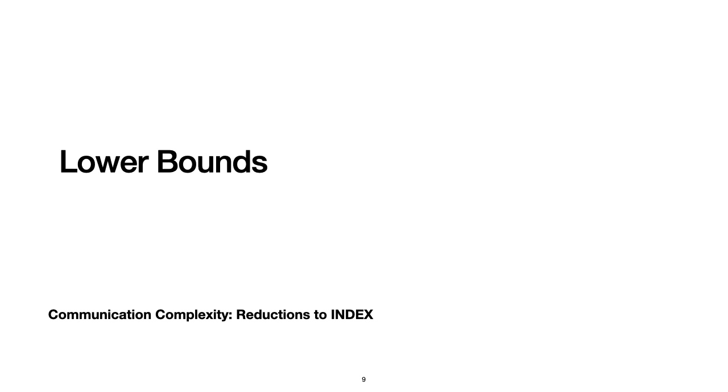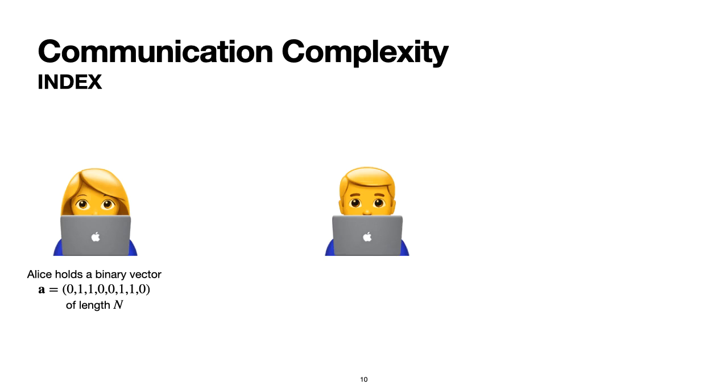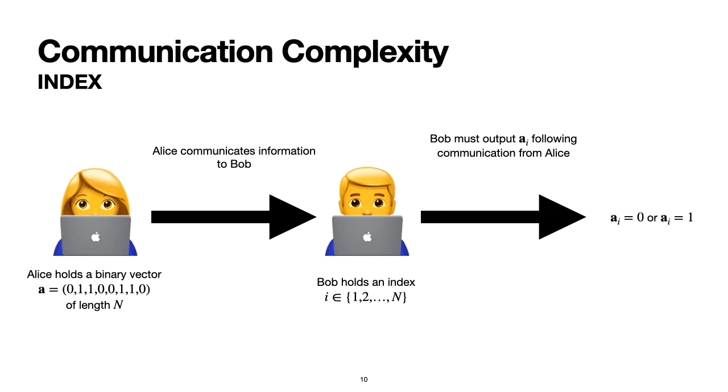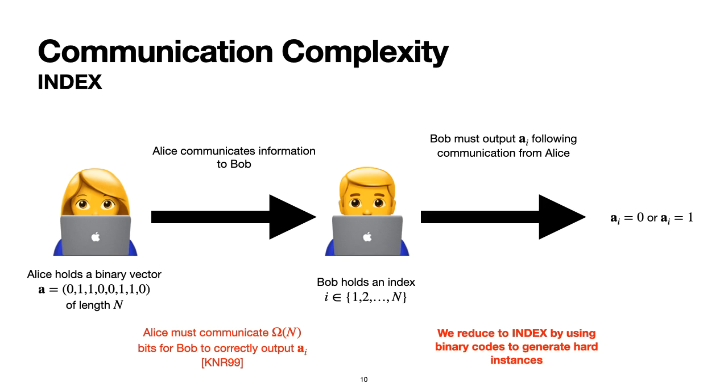Now I'll move on to the lower bounds. Mostly, these will follow from the index problem. For those of you not familiar, the index problem is as follows. Alice holds a binary vector A, and Bob holds an index i. Bob is tasked with outputting A_i following communication from Alice. It's known that omega n bits are needed to be transferred from Alice to Bob for him to output A_i correctly. We will use this setup to generate hard instances and reduce to the index problem.